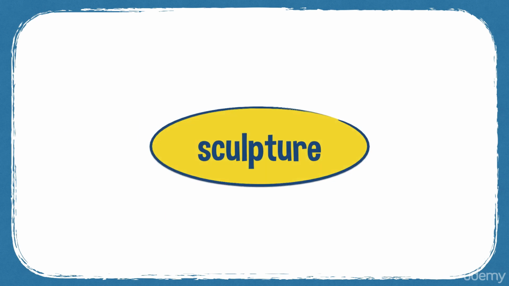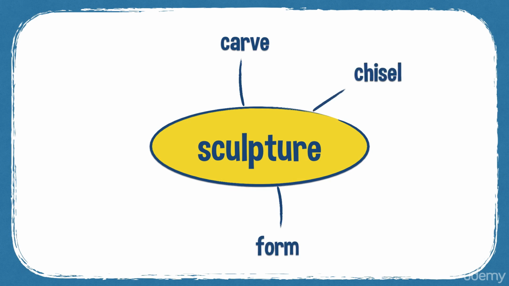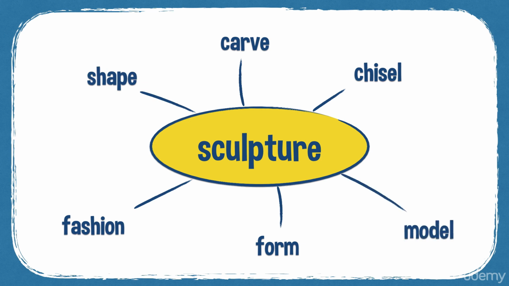And some synonyms for sculpture: carve, form, chisel. Chisel is something you often do with stone. You chisel a piece of stone into a sculpture. You can fashion something, often with your hands. And you can often shape things with your hands too. Or you can model something. You can model a sculpture.